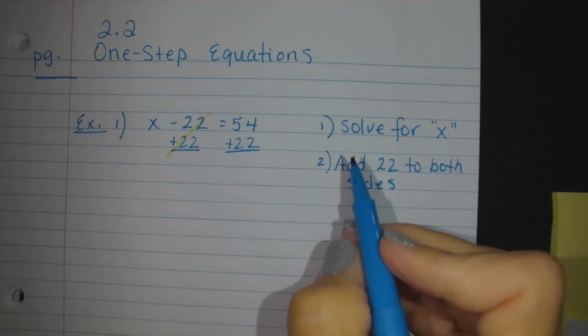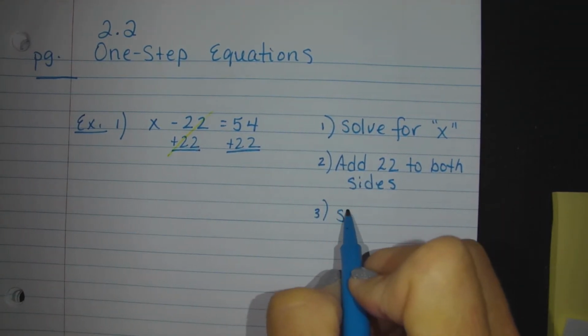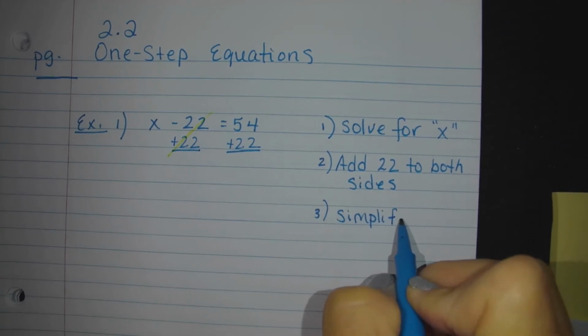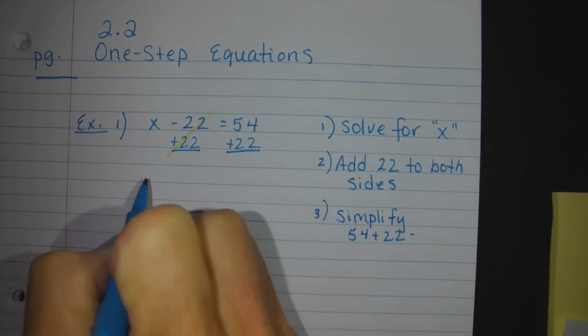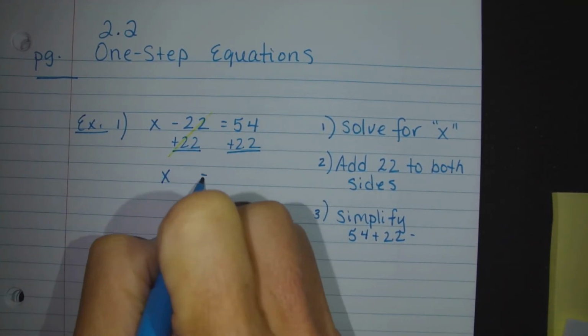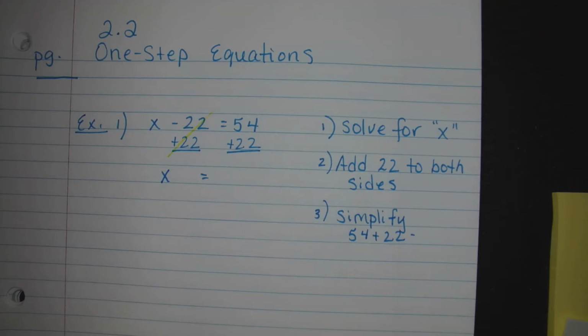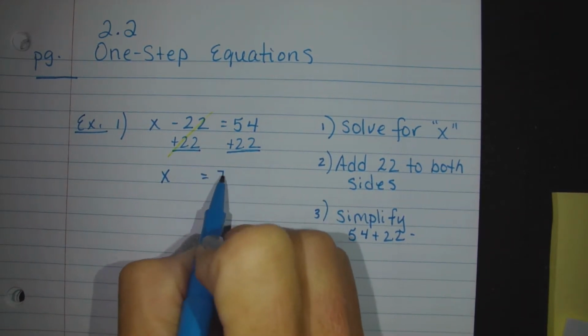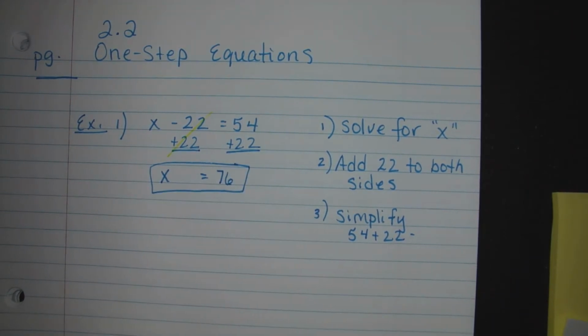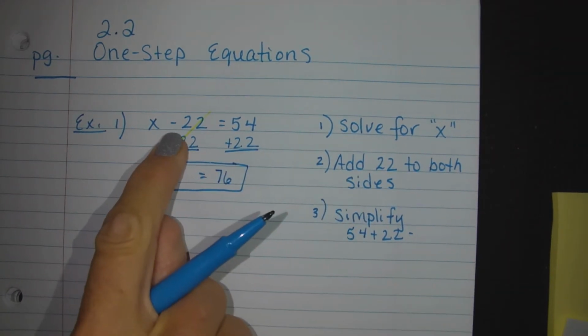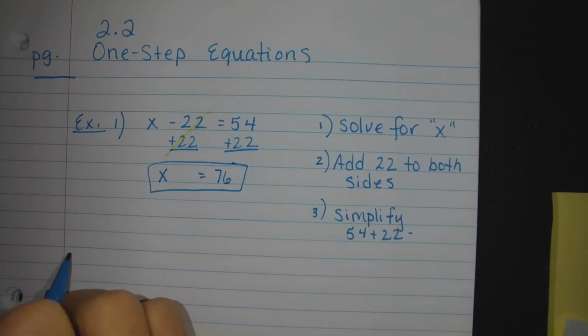All right, so now you're going to simplify 54 plus 22. Okay, so those are gone. X equals, do the math. What is X? 76. There you go. And that is our one step. This one should be better. Any questions on number 1? Okay, we add because that was a subtract. Okay, let's look at number 2.